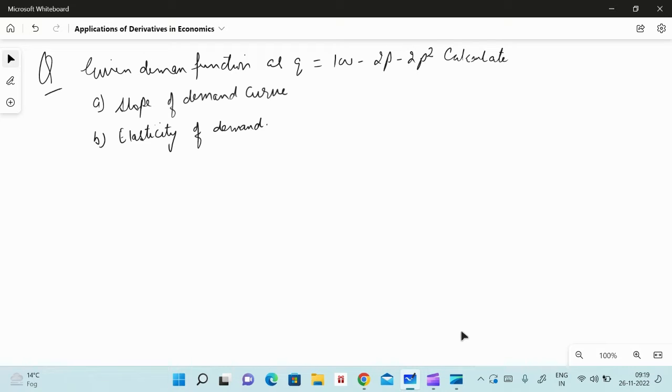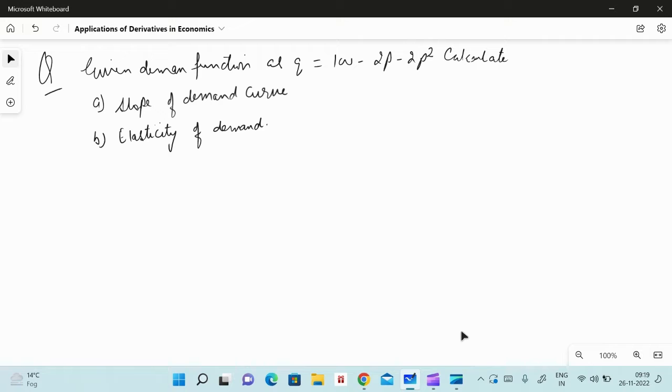Welcome to the next session in which we are going to cover the applications of derivatives in economics. In the previous session, we covered a few formulas for elasticity of demand, average revenue, marginal revenue, etc. And in this video, we are going to cover the practical application of those formulas.